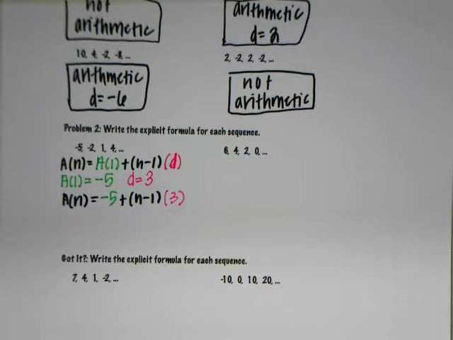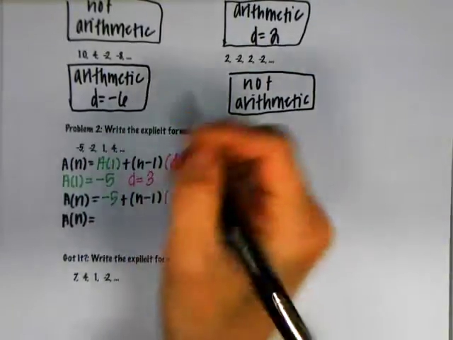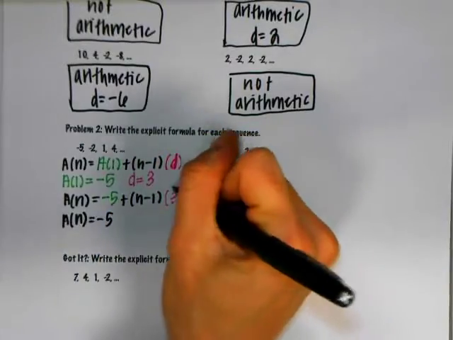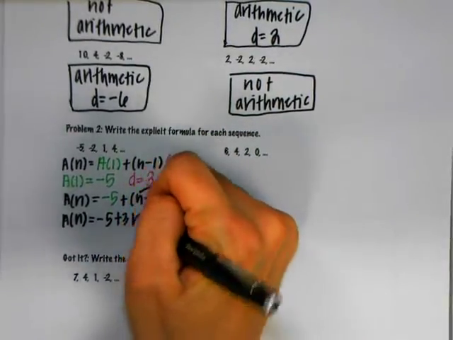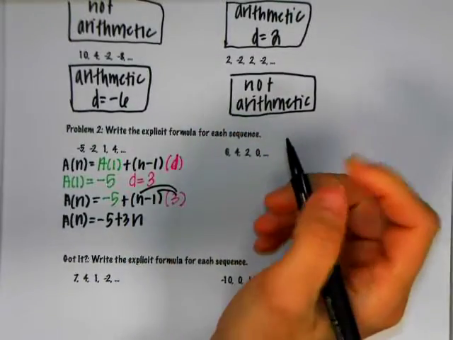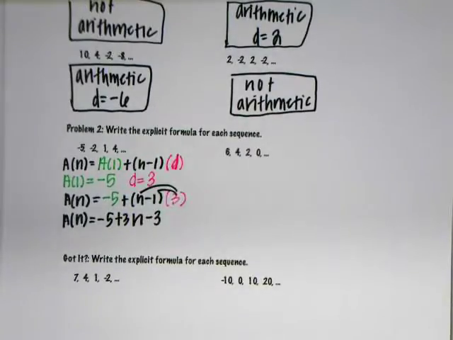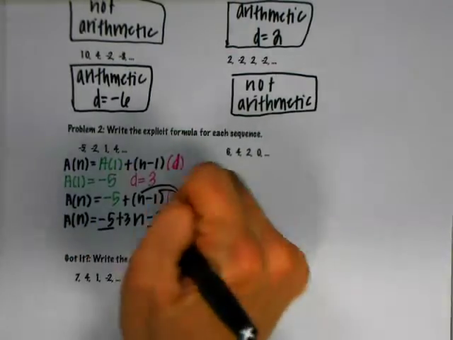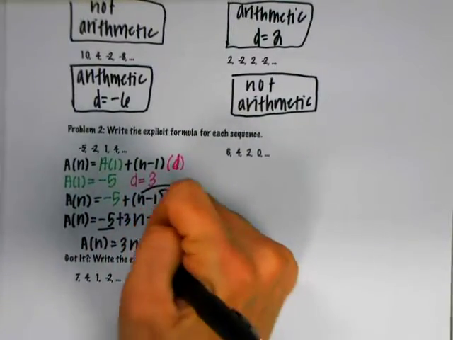And then we're going to simplify it. So we're going to distribute first and then combine like terms and then you're done. So a of n equals -5. What's 3 times n? So plus 3n. 3 times -1? -3. And then combine like terms, so combine -5 with -3. So we have 3n minus 8.